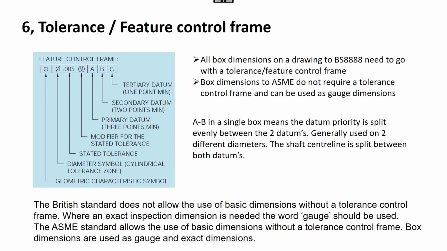Okay, so the tolerance control frame. I've just taken this from the internet, the piece in blue on the screen, and it just shows you what it looks like. We've seen this before already. So the first one is positional tolerance, then we've got the diameter symbol or cylindrical tolerance zone, which is normally what's used. It's normally a cylinder. We've got the tolerance, in this case I think it should be 5 thou. Then we've got the modifier, maximum material, and then your primary datum A, secondary datum B, and third datum C.